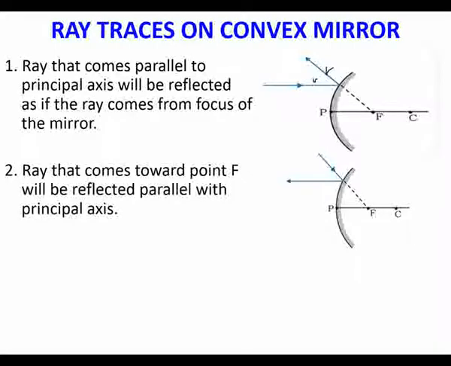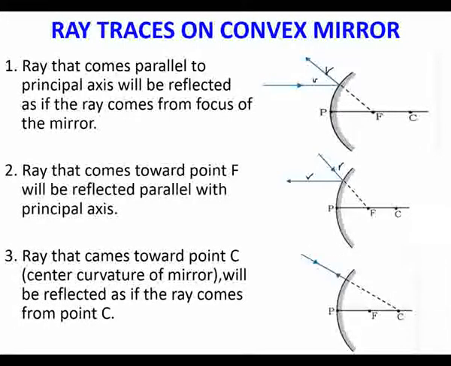The second ray, the ray that comes toward the point F, will be reflected parallel with the principal axis. The third ray is the ray that comes toward point C, or center of curvature of the mirror, will be reflected as if the ray comes from point C. After we know about the ray traces on convex mirror, now we will learn about image formation on convex mirror.